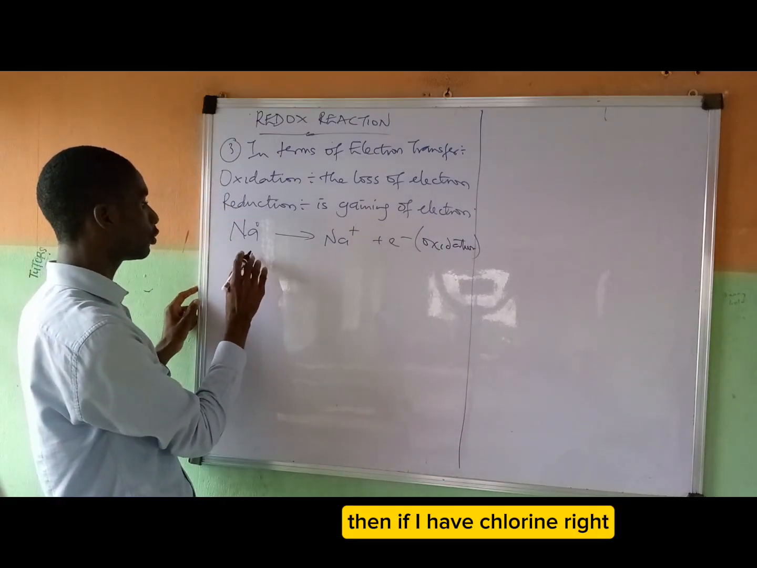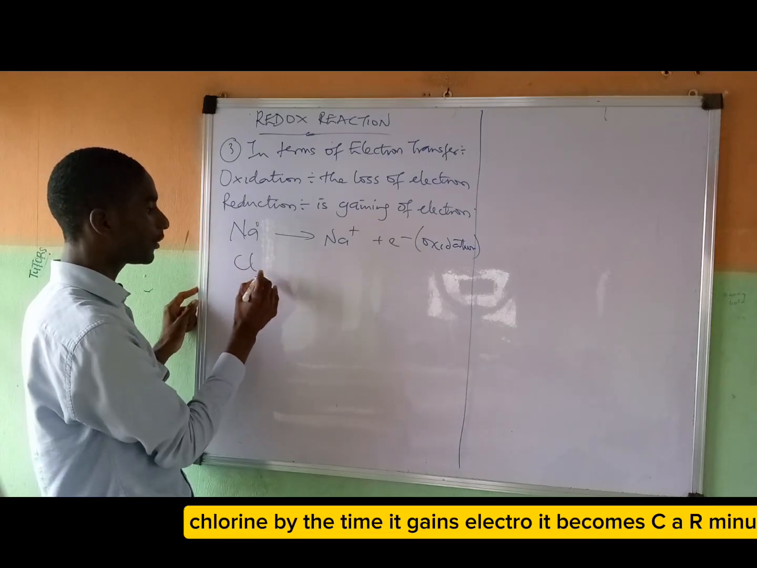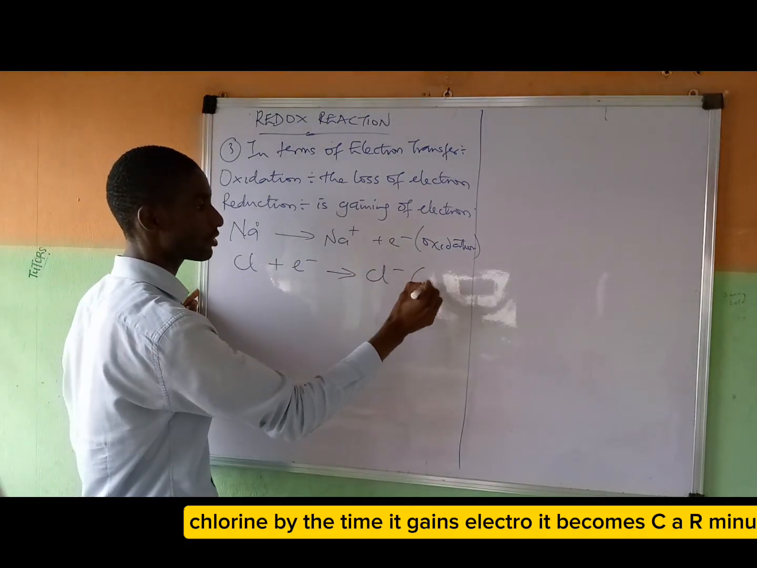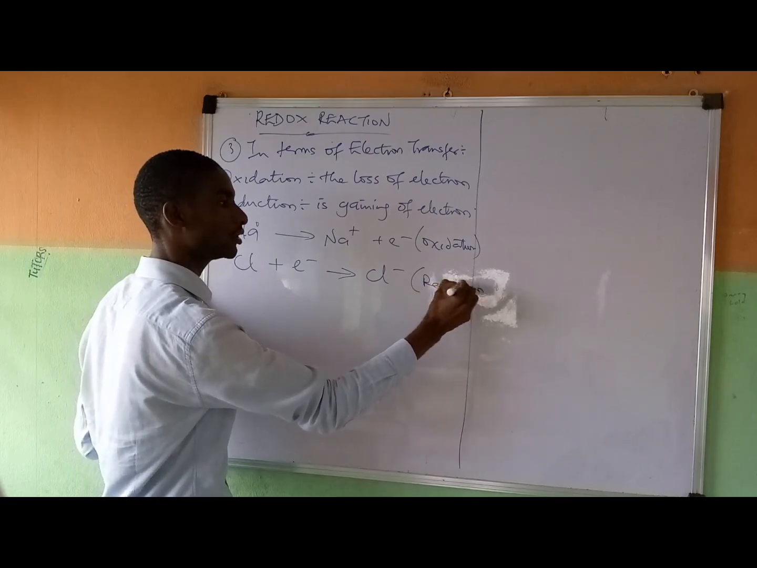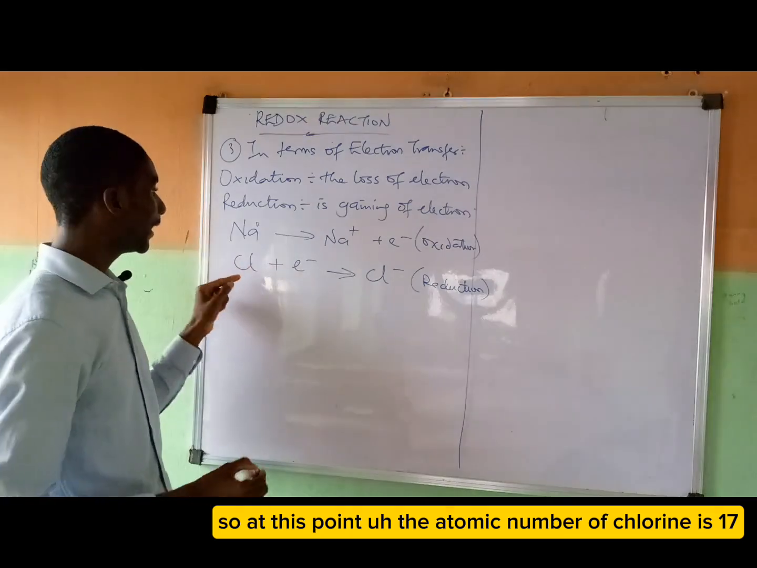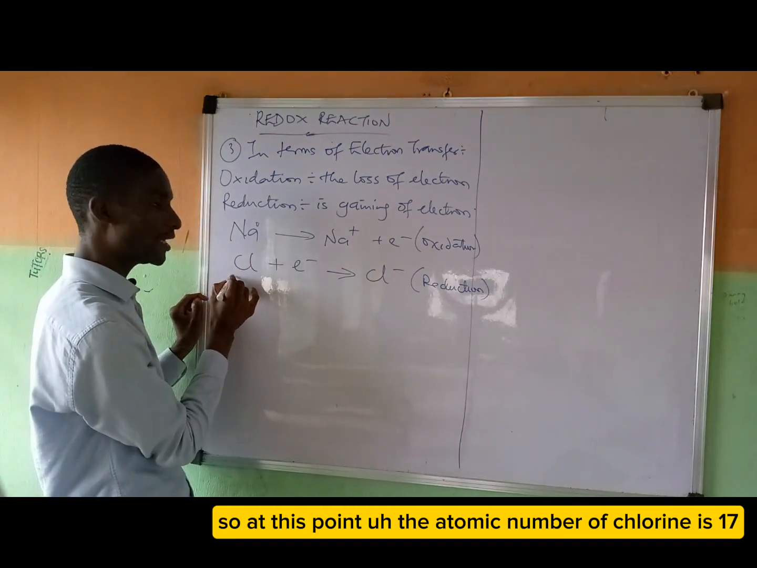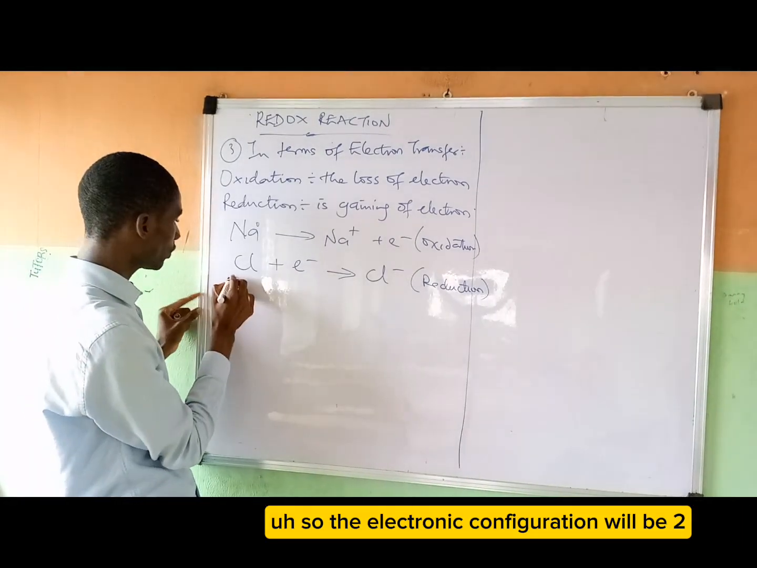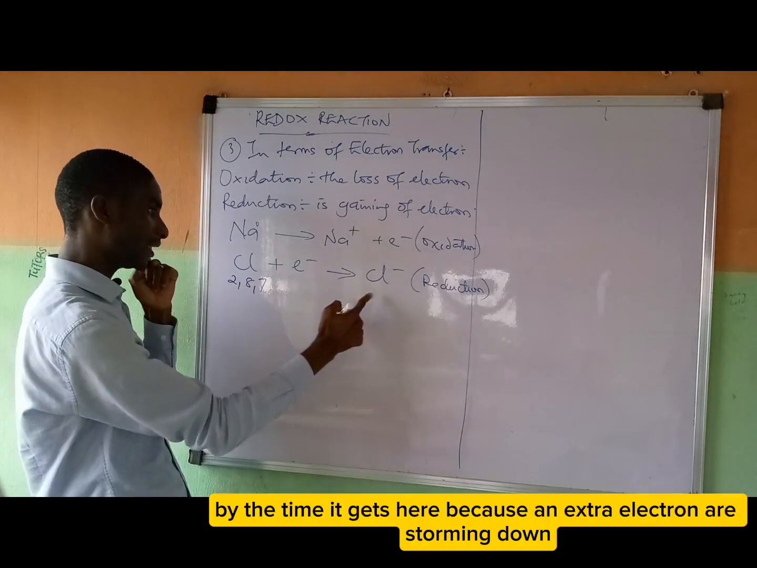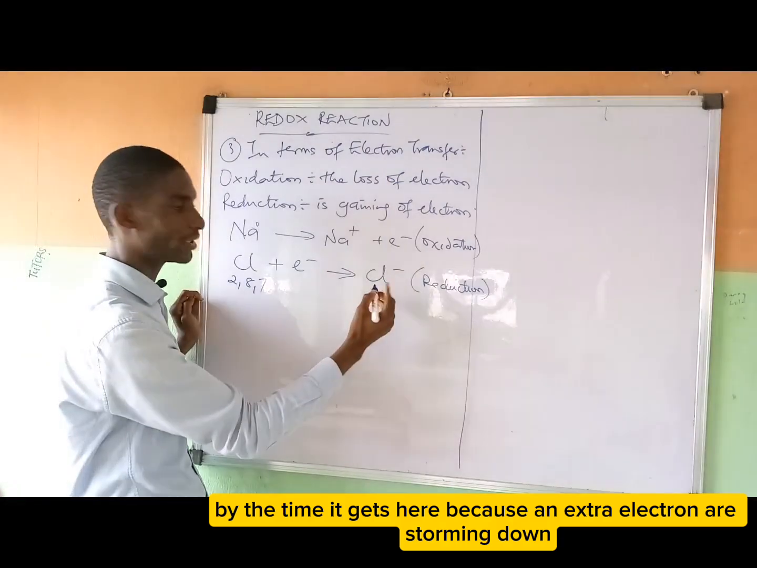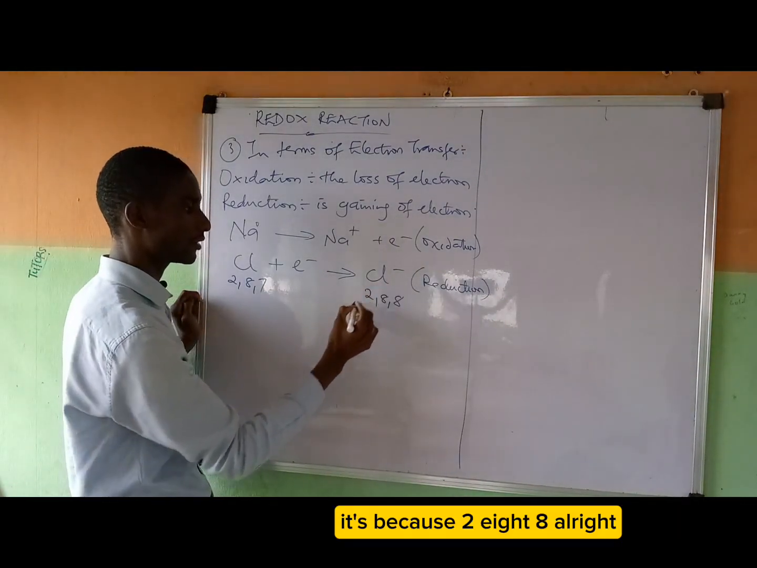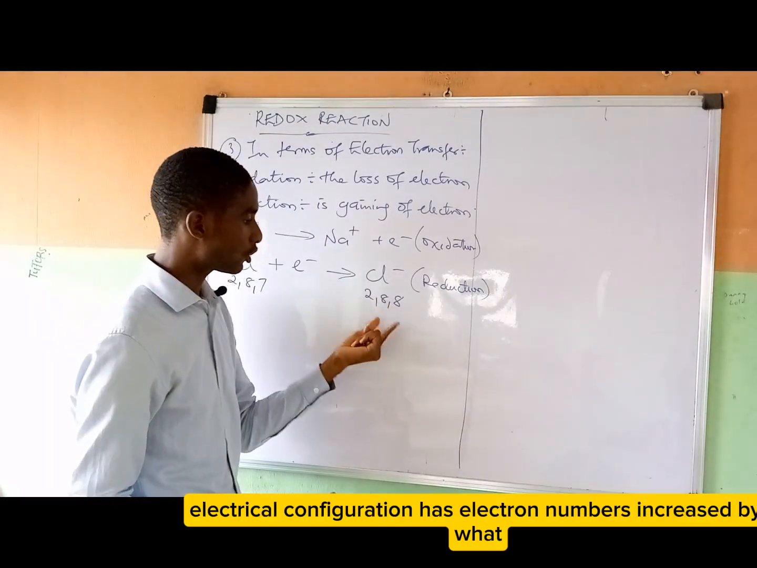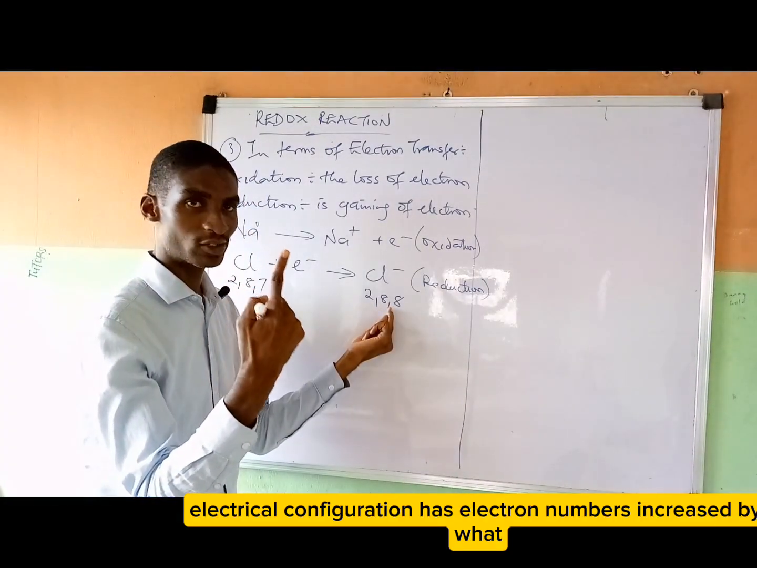Then if I have chlorine, by the time it gains an electron, it becomes Cl minus. This is reduction. Reduction is the gaining of electrons. At this point, the atomic number of chlorine is 17, so the electronic configuration will be 2, 8, 7. But by the time it gets here, because an extra electron has come in, it becomes 2, 8, 8. Because it has gained an electron, the electron number has increased by 1.